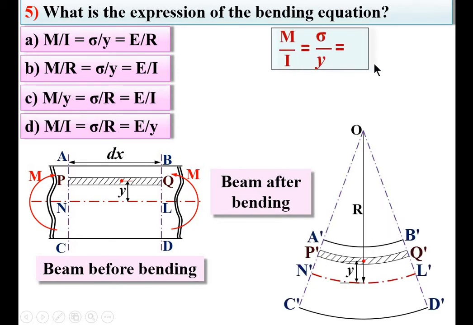This equation is known as the pure bending equation. M by I is equal to sigma by Y is equal to E by R, where M is the bending moment, I is the moment of inertia, sigma is the bending stress, Y is the distance from the neutral axis to the fiber, E is the Young modulus, or sometimes it is called the modulus of elasticity, and R is the radius of curvature.